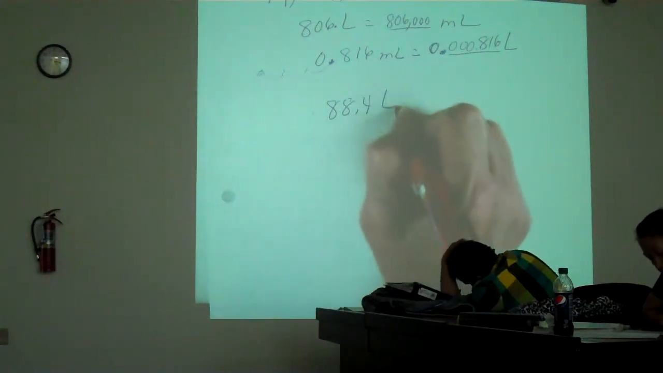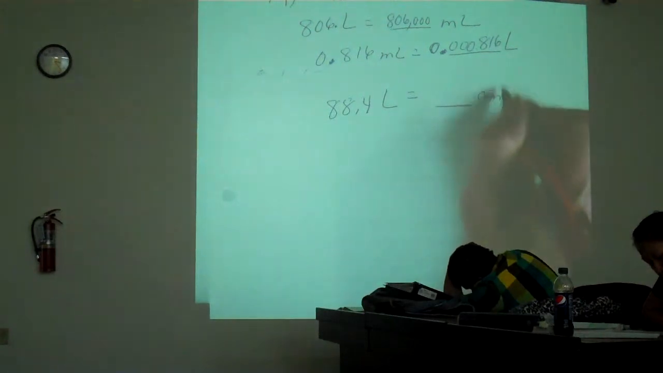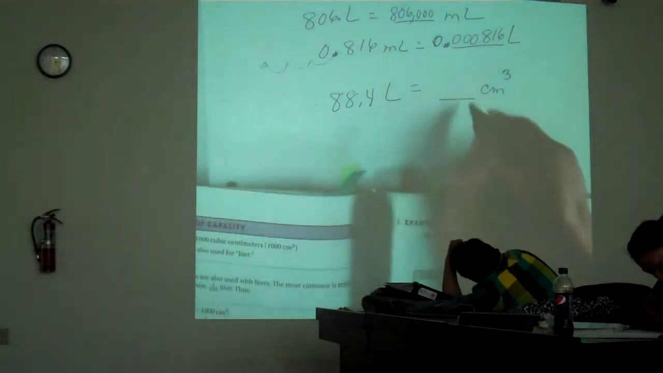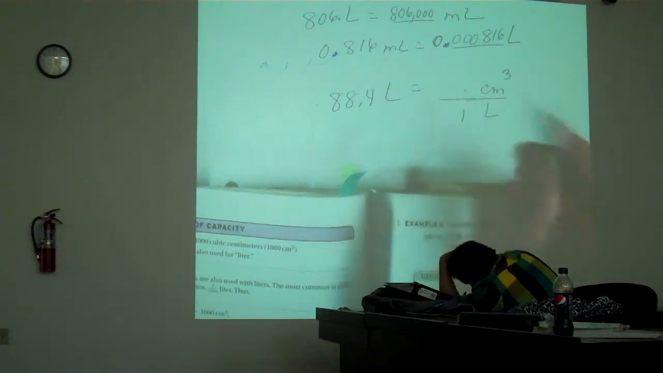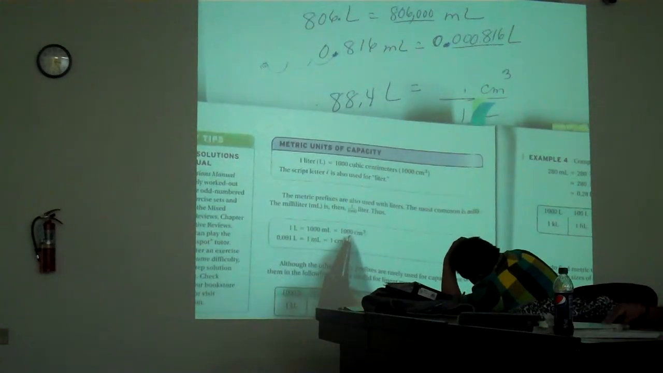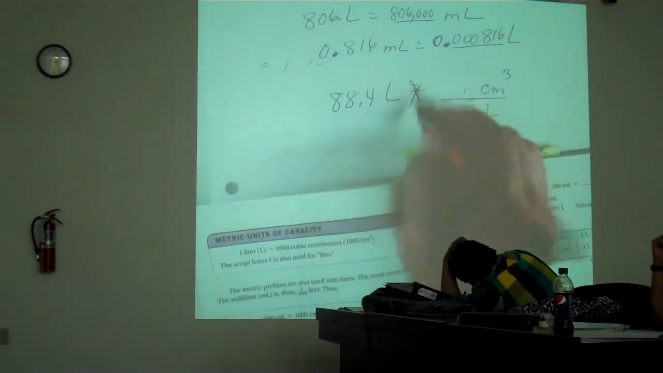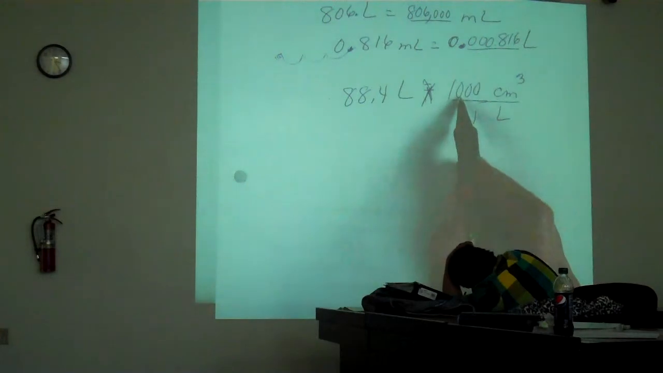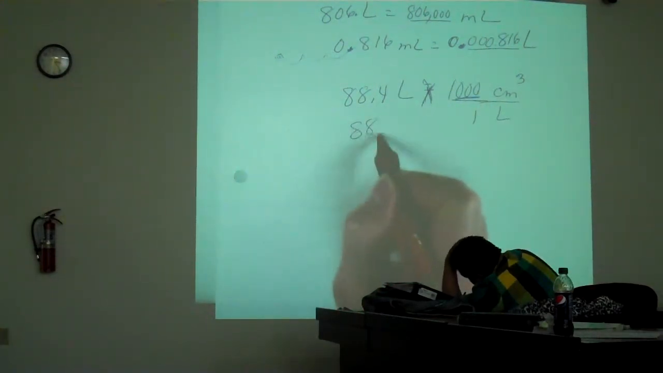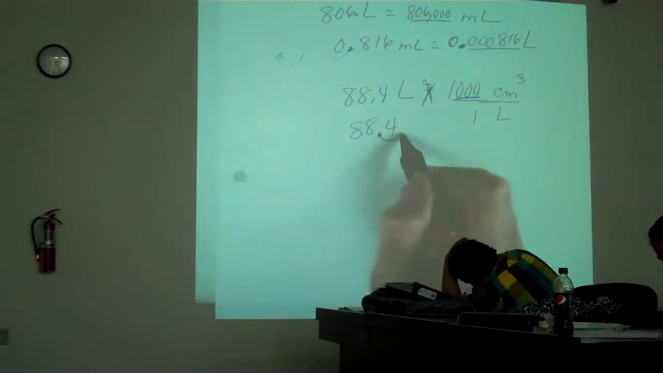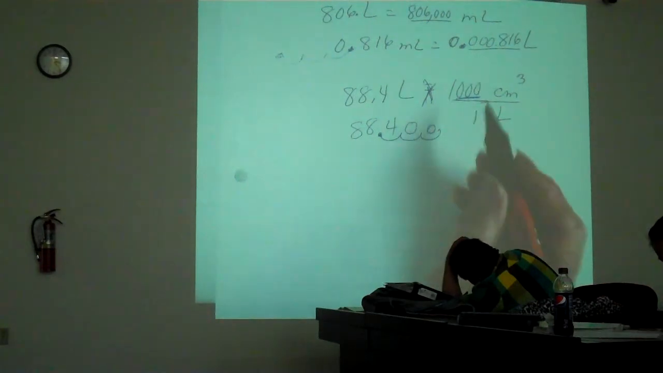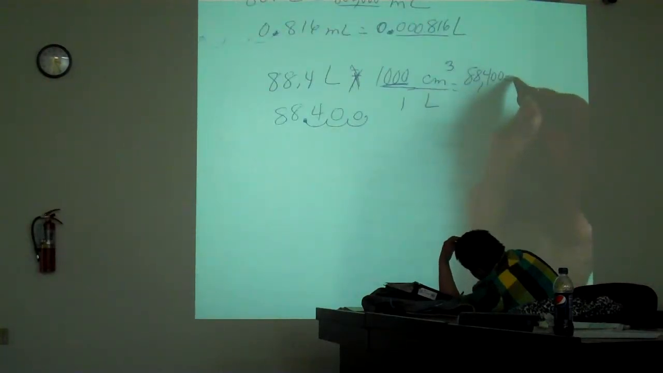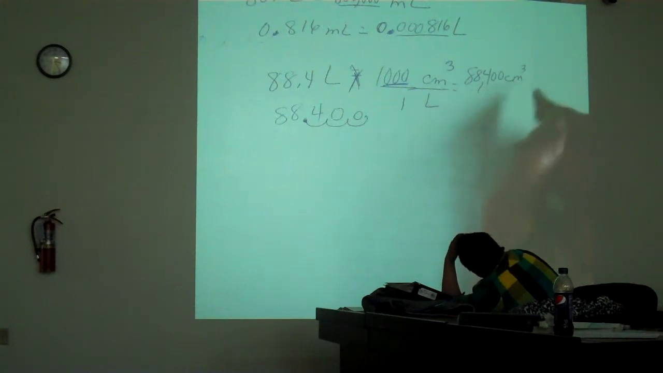That many liters is how many cubic centimeters? Okay. 1 liter was what? 1 liter is 1,000 cubic centimeters. So we're going to do it times 1,000. When you multiply by 1,000, it moves your decimal how many times? 3 times. So the decimal from here will move to the right. 1, 2, 3. So the answer would be 88,400 cubic centimeters. Or that could be called cc's also.